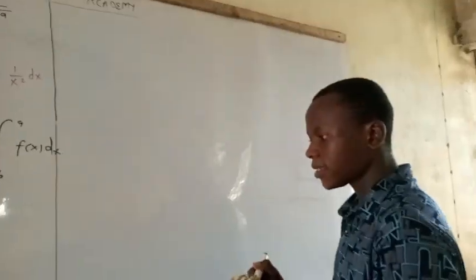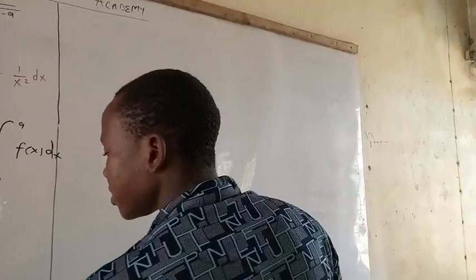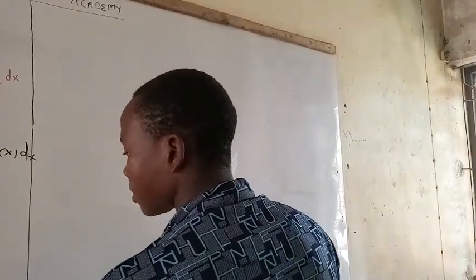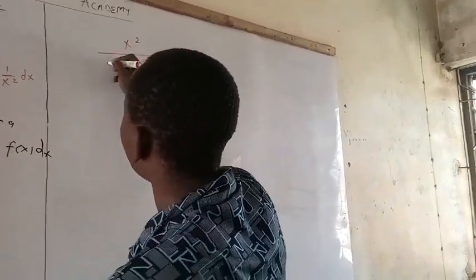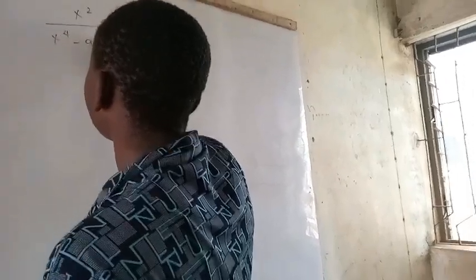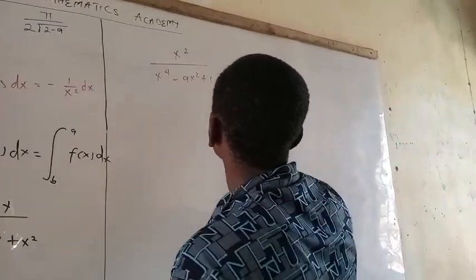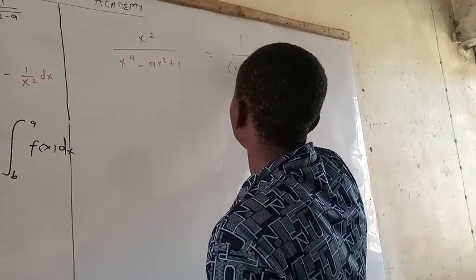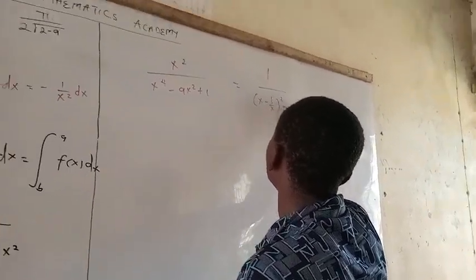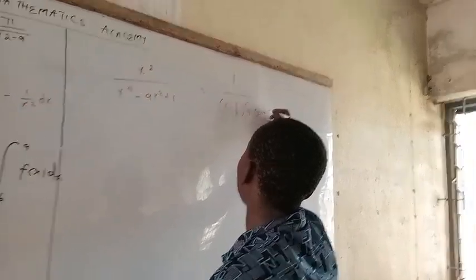Now don't forget that if you factorize this, x squared over x raised to the power of 4 minus a x squared plus 1 is the same thing as 1 over (x minus 1 over x) squared plus 2 minus a.